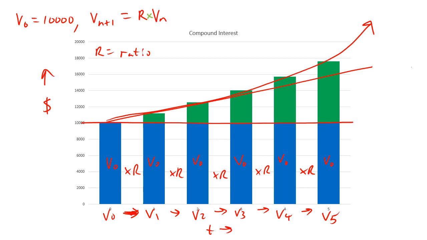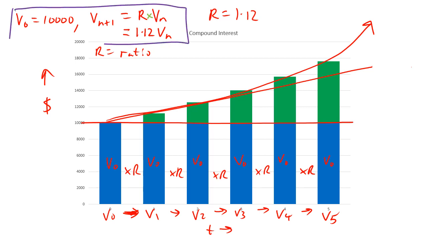Now I'm going to be easy on you here. I'm going to tell you that the ratio in this case is 1.12. It's the same interest rate as I've been doing before, but you can see by compounding, it's actually accelerating. So we can actually say here that for our situation, this equals 1.12 Vn, and so that is the recurrence relationship we have here.